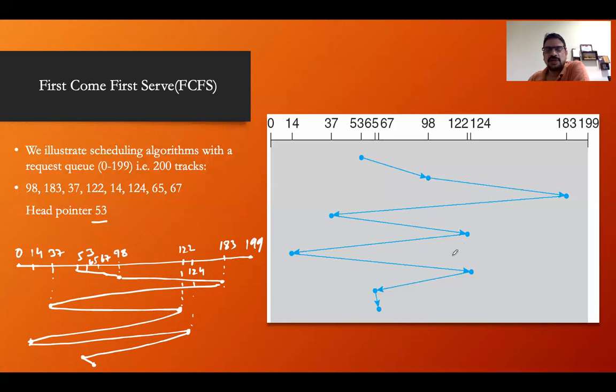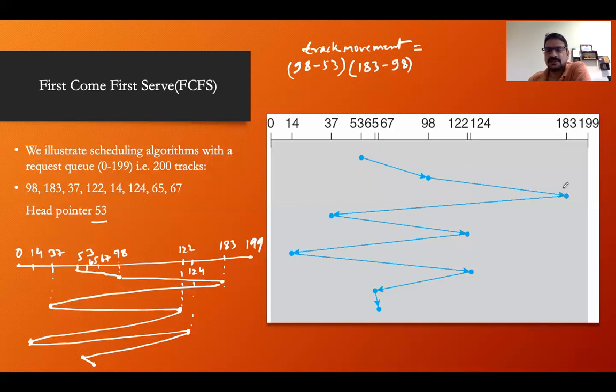Right? Now I need to calculate how much I have moved. What is the movement of my track? Sorry, not sectors, the track movement will be calculated like this. First of all, I am at 53. I have served 98, so it will be 98 minus 53. Next, I am at 98 and I have to go to 183, so 183 minus 98 is the distance I have covered.